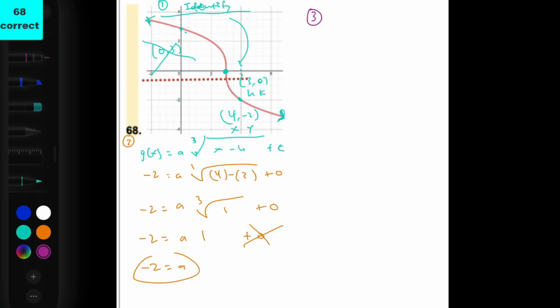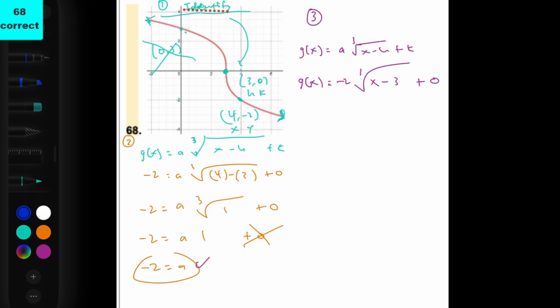Okay, so to write our equation, I'm going to use the same formula of a cube root. And then g of x is going to stay the same. We're just going to use a, h, and k. So a is -2. Your h value is 3, and my k value is 0. So to clean that up, we're not going to write the 0. And there you go.